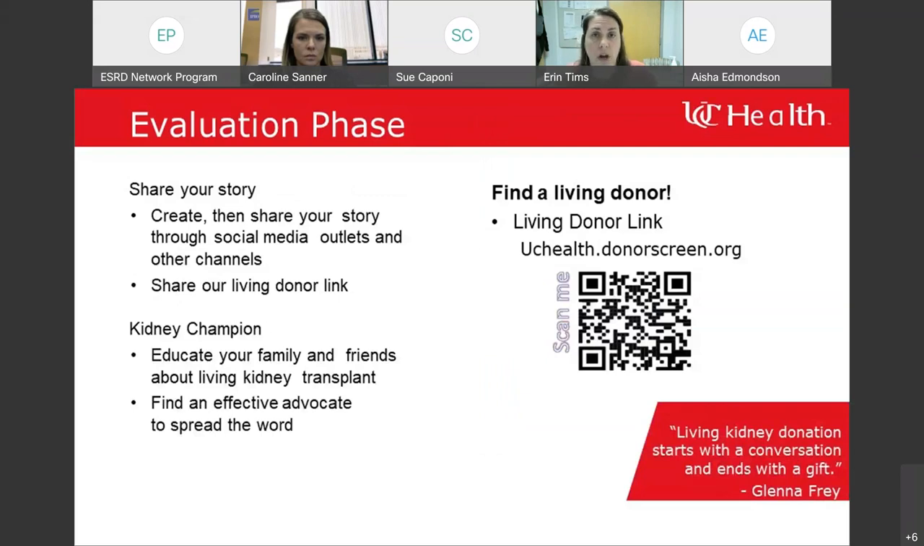So during evaluation, we start talking to patients about trying to find a living donor. So we obviously send them a living donor link, and that's what's there with that QR code. And then we want patients to share their story. I know I talk with a lot of patients who just say, I can't. And I tell them, I want to make them laugh, I tell them, well, we don't just walk up to somebody and say, hey, can I have your kidney? We have to come up with a way to share our story. How does dialysis feel? What does your family look like? What are the things that you're looking forward to doing? And you need to share that, right? And if you feel like you can't, or you've got somebody in your family who would be a great kidney champion, even better, somebody who'd be an advocate to spread the word and share your story. So that's what that kidney champion is about there. Next.